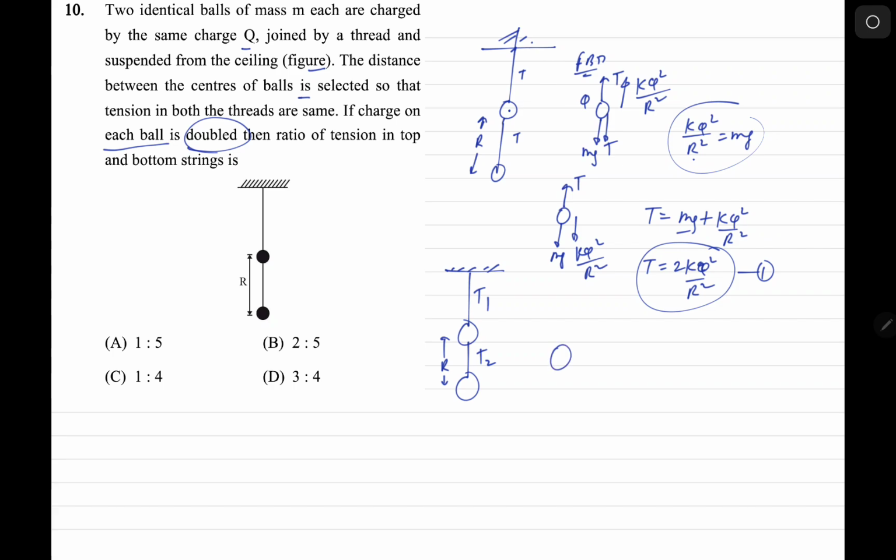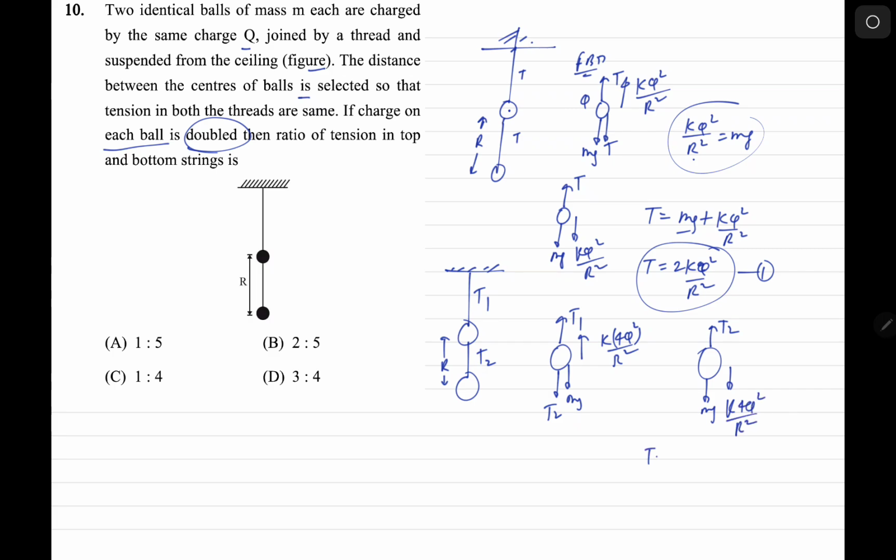Now again I'm drawing the FBD. T1 upward, T2 downward, there's mg, and there's again repulsion. This time the charge is doubled, so it is k·4q²/r². The distance is again the same. The lower ball will experience T2 upward, mg downward, and the repulsion will be downward, k·4q²/r².